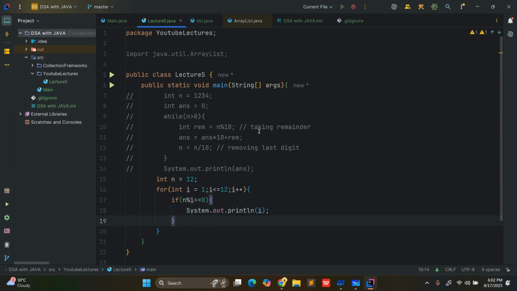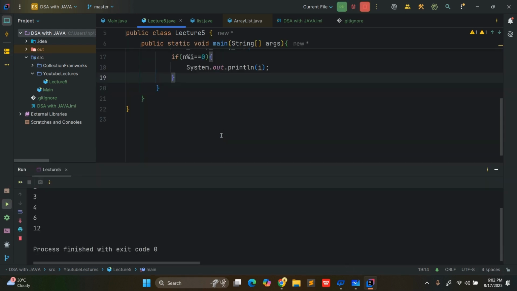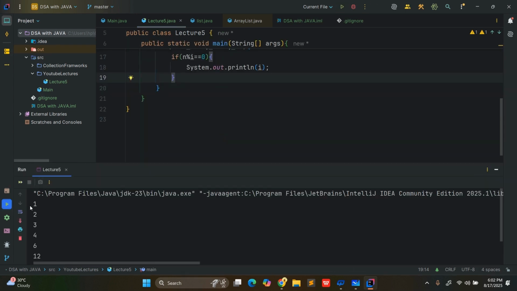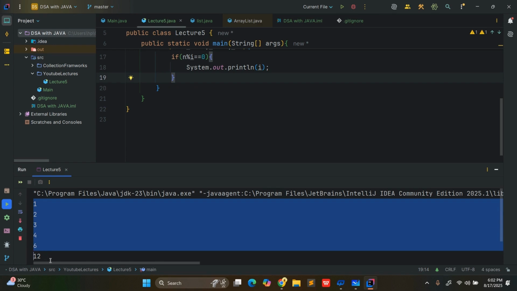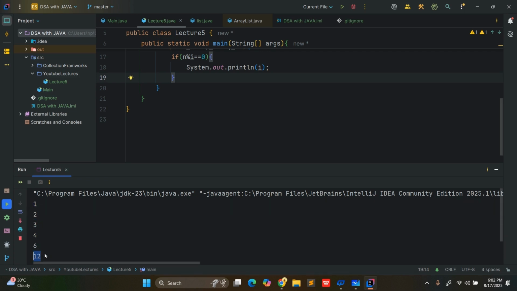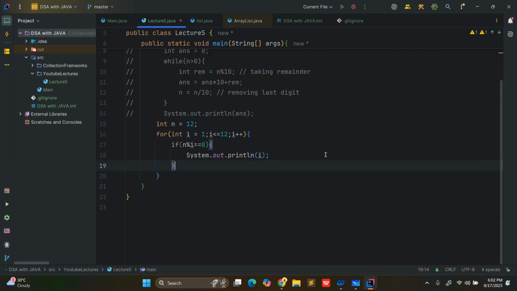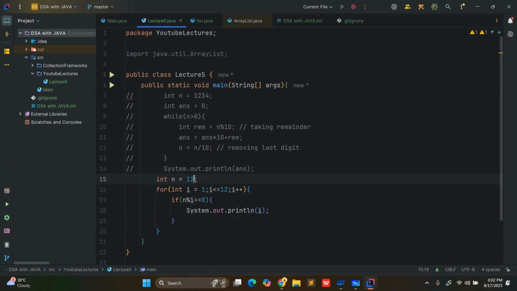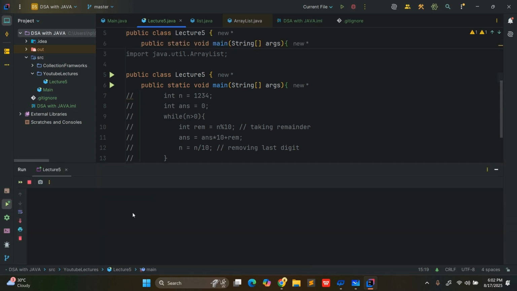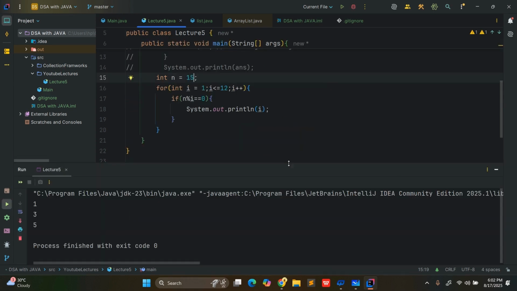Let's see. I will run it. You can see 1, 2, 3, 4, 6, 12. We already saw this in our slides. So this is the answer for the factors of 12. You can take any number. I will try with 15. You can see 1, 3, 5. Right, so these are the factors.